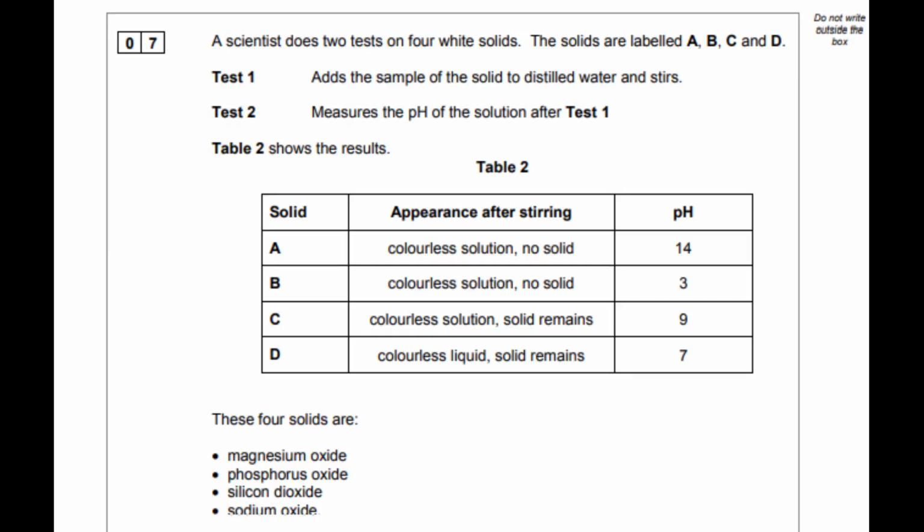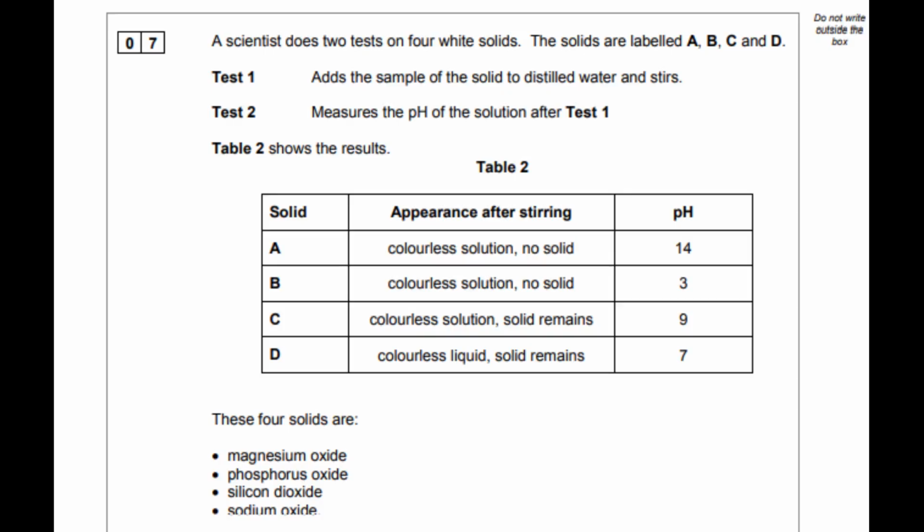Table 2 shows the results. So let's see what it says here. Solid A, appearance after stirring: you have a colorless solution and there is no solid, and the pH is 14. So they have the distilled water, they put in solid A, they stirred it up, and the solid disappeared, right, because there is a colorless solution and no solids hanging around, so everything got dissolved, and the pH is 14.